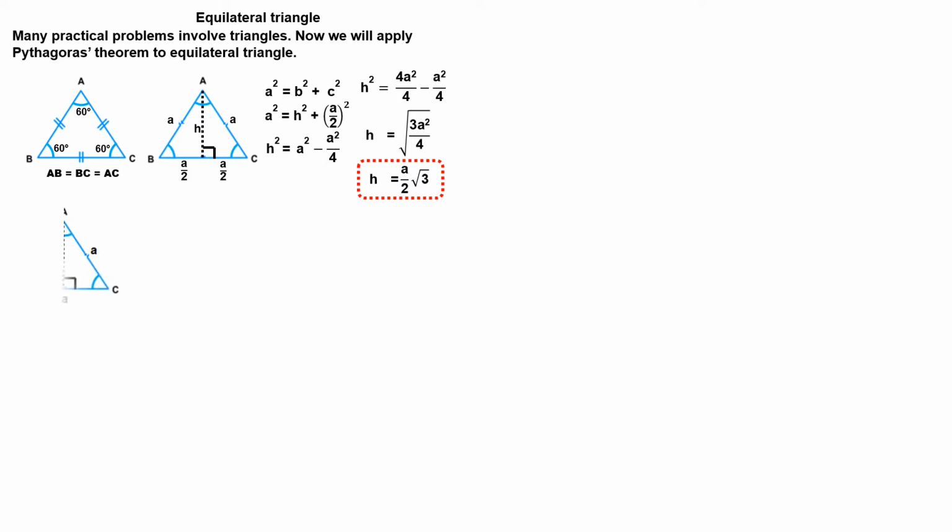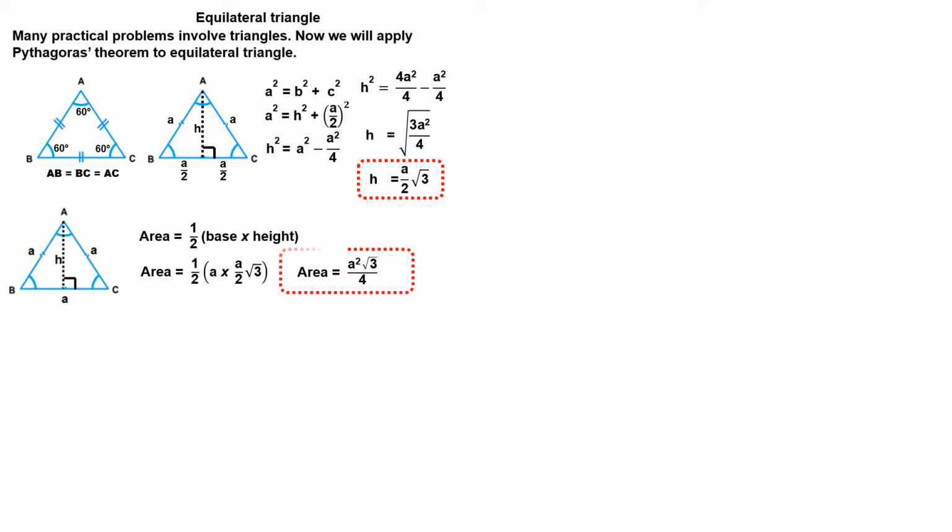Given the height, we can now find the area of the triangle using the basic equation to find the area of triangles. Now, we put the value of height in the area of the triangle equation and simplify. This is the formula. Let's see how it works.